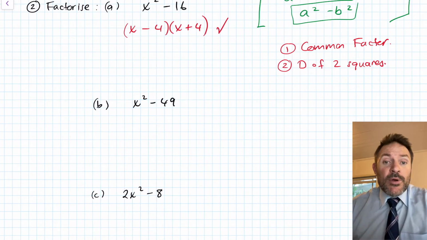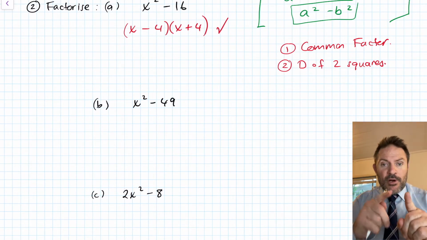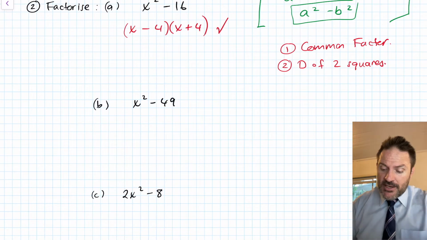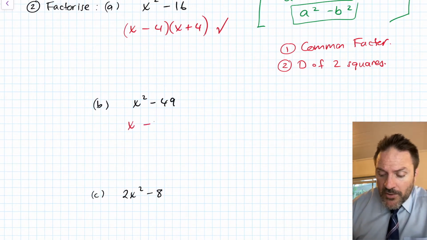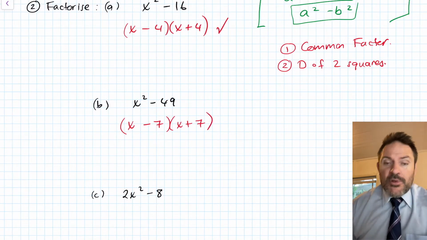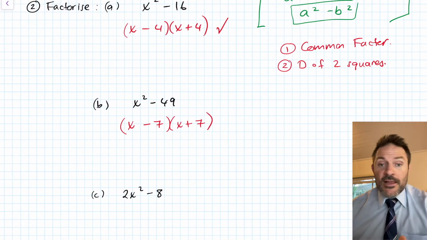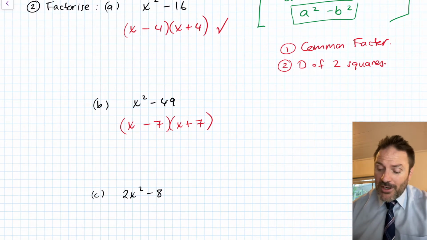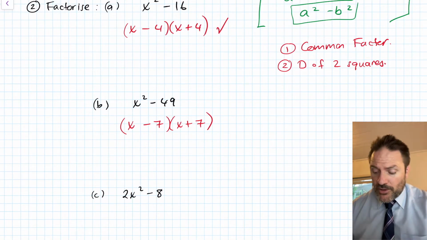How do I know it's a difference of two squares? We've got two terms, and there's a minus in between. Difference of two squares. So I square root the first, I square root the last number, then I make sure they are the same term but opposite in magnitude. Perfect. That's all you have to do. Job done. If you want to double check it and make sure it works out, go for it.